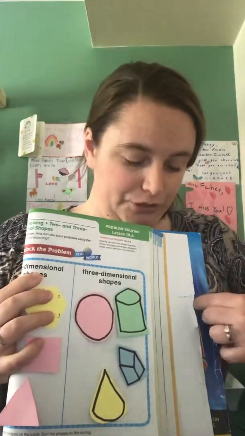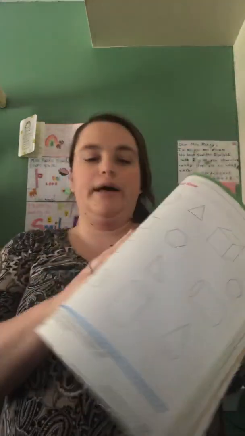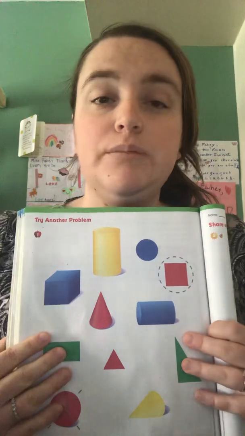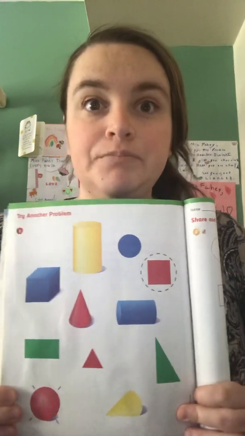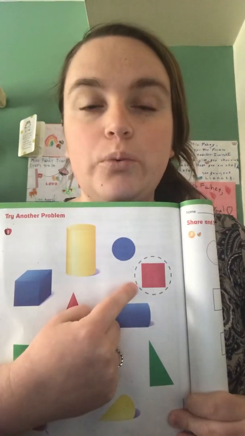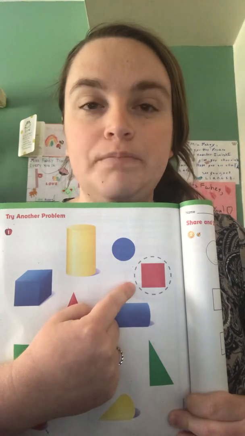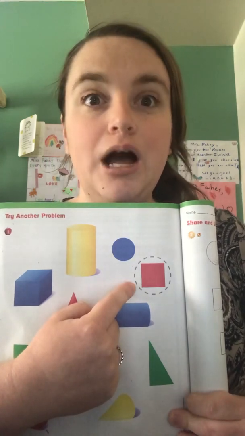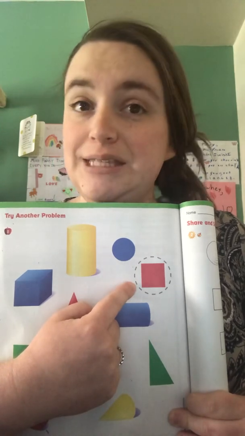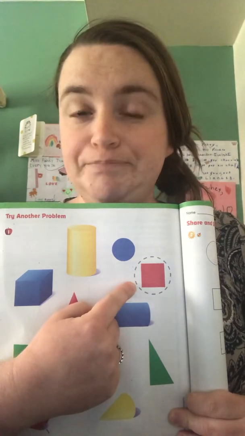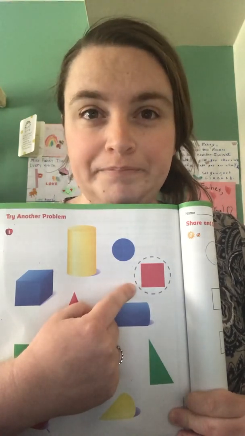Let's turn the page to 434. Okay. On page 434, we have a mix of shapes. Some of them are two-dimensional, some of them are three-dimensional, and now we know what that means. Trace your circle around the square here. With your pencil, trace the circle around the square. On this page, you are going to circle all of your two-dimensional shapes. If it's a shape that you can see all of its sides, circle it with your pencil.